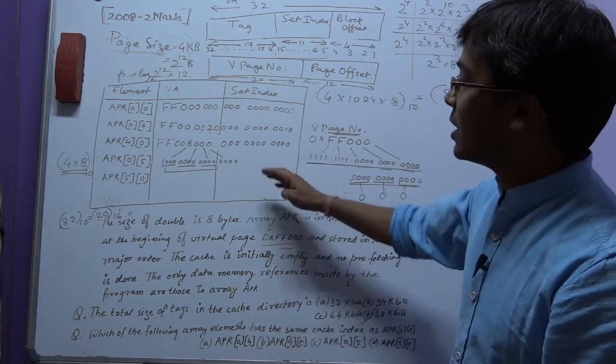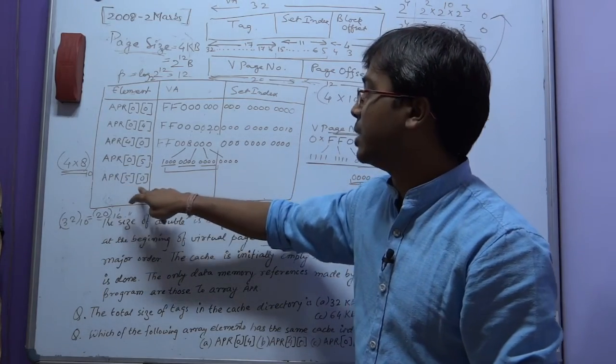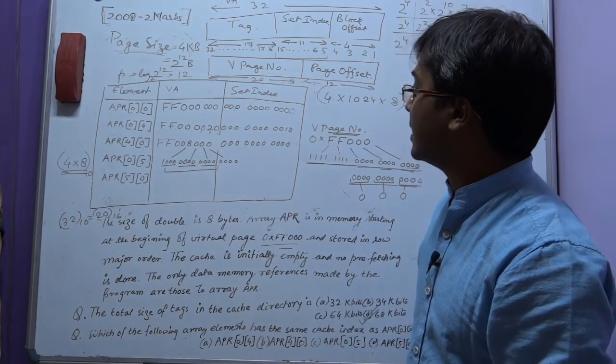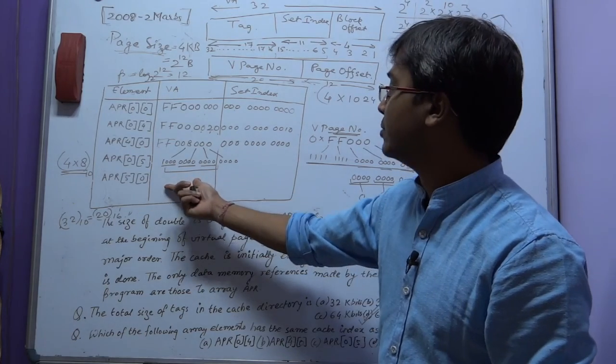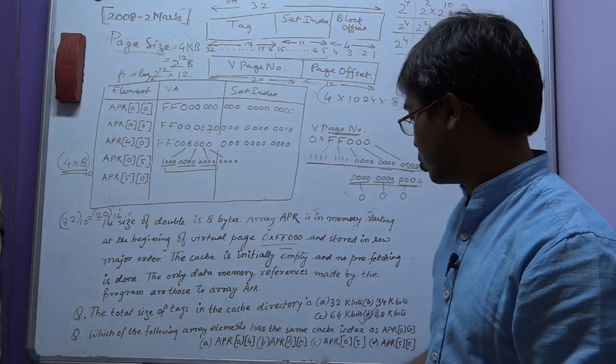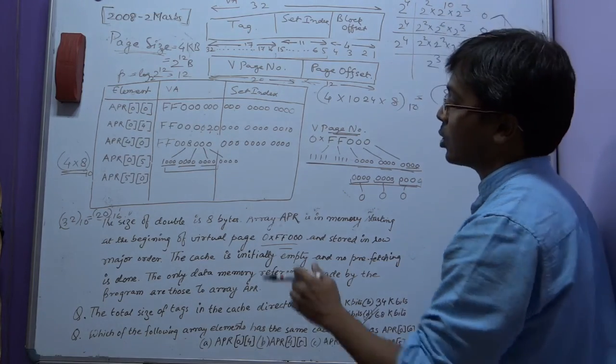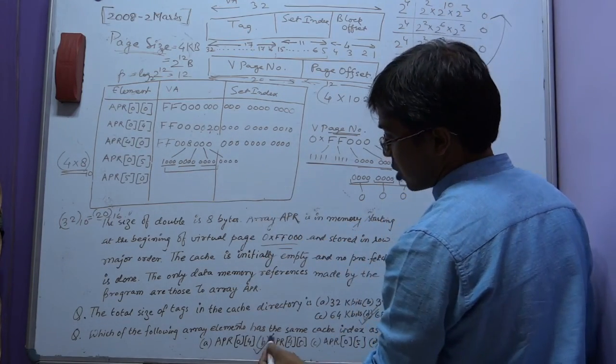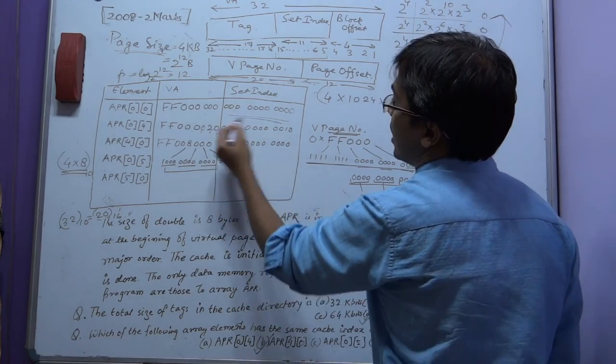We can do the same thing for APR05 and APR50, and we would get that these two do not have the same set index as that of APR00. So those would be incorrect options. The correct option is this one, which has got the same set index as that of APR00.